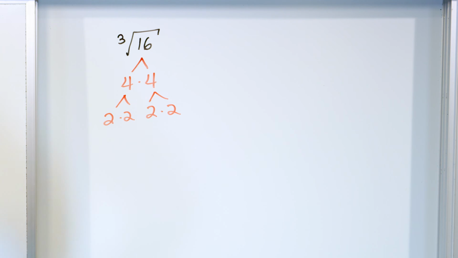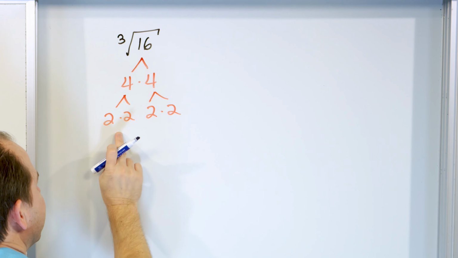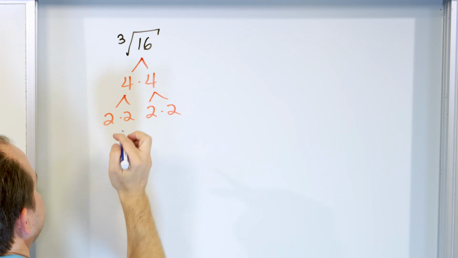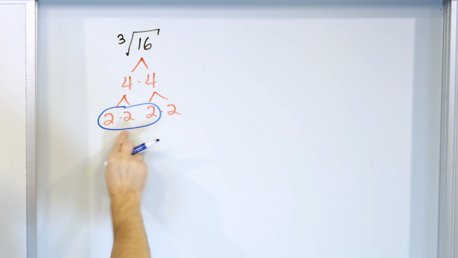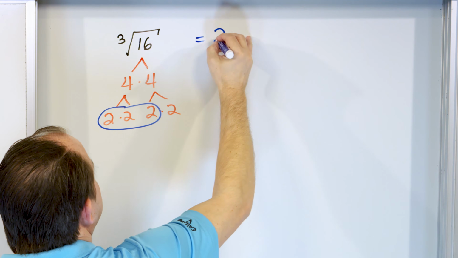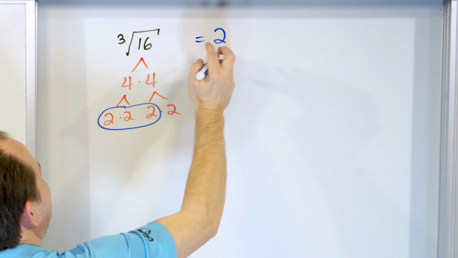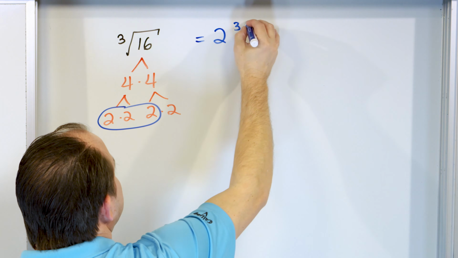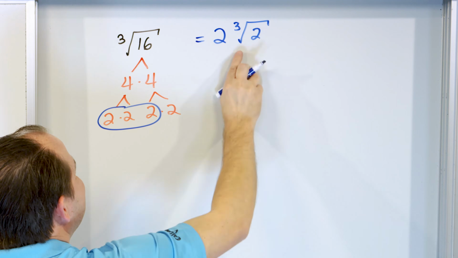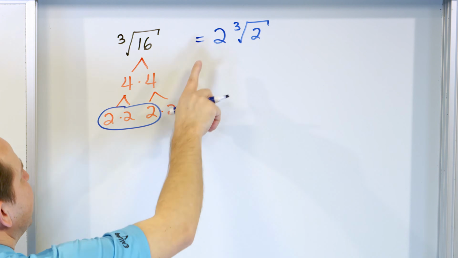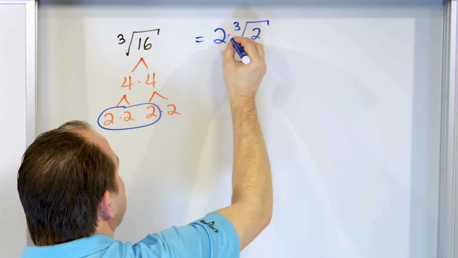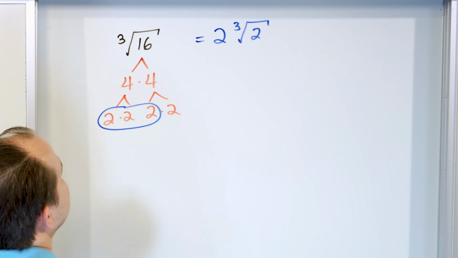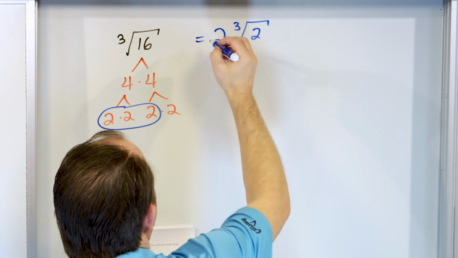And so I look for triplets, not pairs, triplets, because I'm not looking at the square root of 16. I'm looking at the cube root of 16. So there's 3 2's here. They come out as a single, but this 2 stays under the radical, and this radical is not a square root, it's a cube root. So this 2 stays under the cube root. So the 2 comes out because we found a triplet, and it's multiplied by, there's an invisible multiplication here, the cube root of 2. And so that's the final answer.